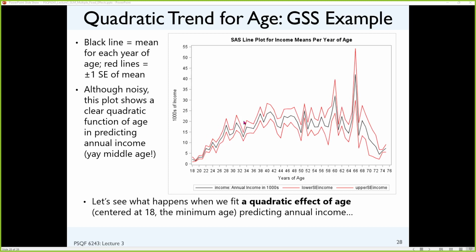So this picture's kind of noisy, but it looks like a U to me, where in this sample, the people who make the most money are middle-aged. Hooray! And then eventually you lose your income again, although with quite a bit of variability, as you might imagine. So I'm going to fit a quadratic model to age.